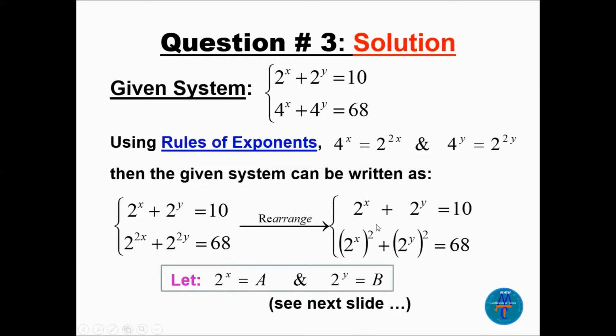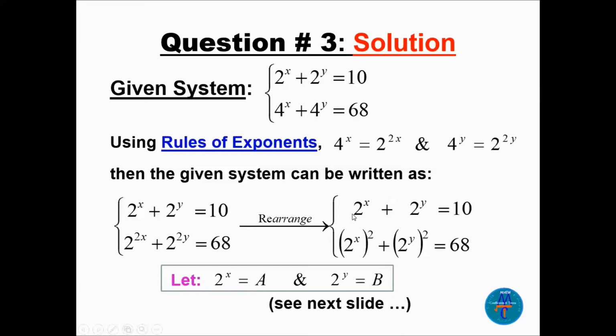We can rewrite the whole system before we start. Now I take, let me change the variable, or assume 2 to the power x, all of it, I call it capital A. 2 to the power y, I will call it capital B. So I will change the form of the system.